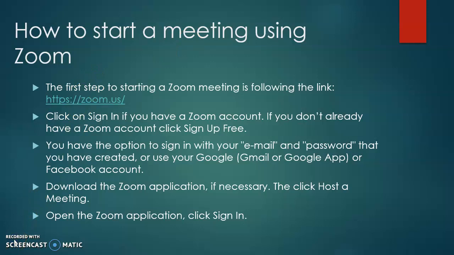So now that you have your access, you're going to sign in with the email and password that you have created. If you use a Google account or a Facebook account, you're going to sign in. For those that have not had the Zoom application downloaded already, you can go ahead and download it. Then you click the host a meeting link. The Zoom application will open. You may need to sign in. If not, you just go ahead and start your meeting.